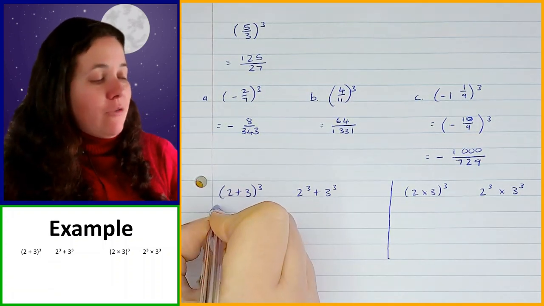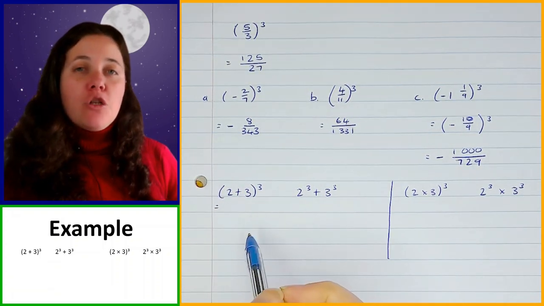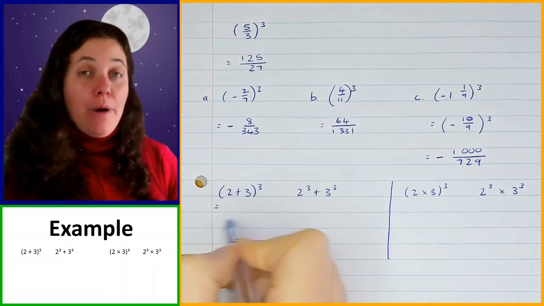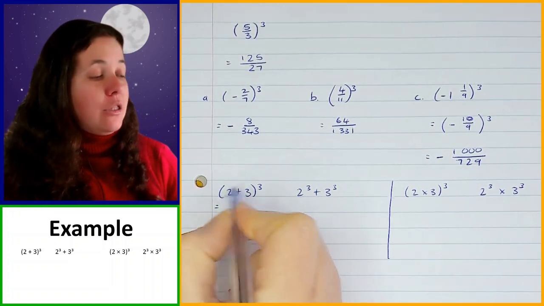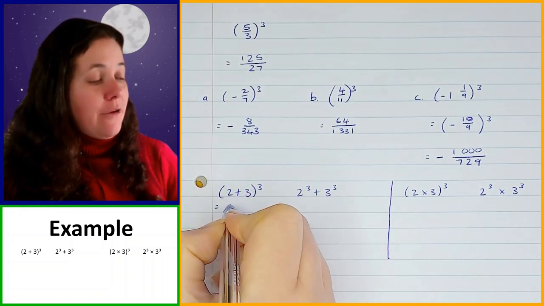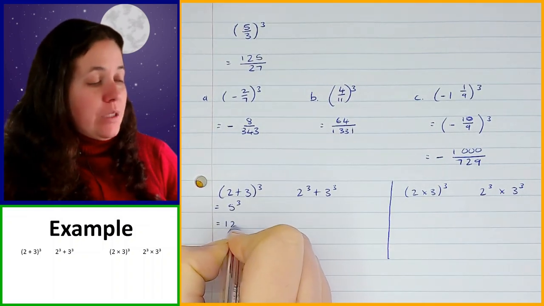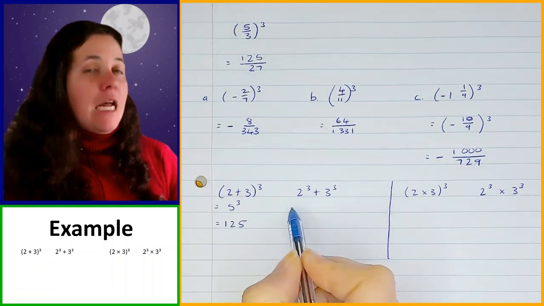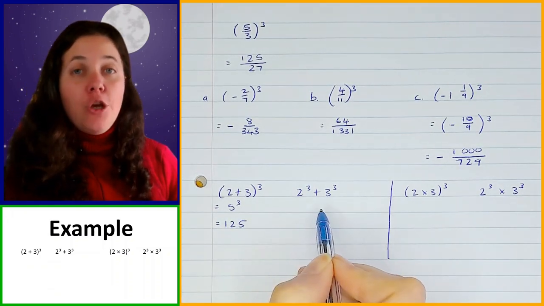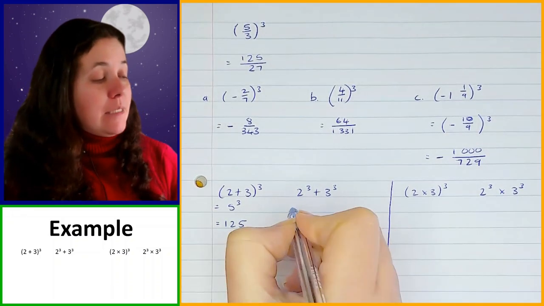Okay, so first of all, let's have a look at our addition ones. So if I've got 2 plus 3 in brackets and I cube it, and if I add that 2 plus 3 together and I get 5 cubed, then when I cube it, I will end up with 125. Okay. But now if I take the 2 and the 3 and I cube them separately and then I add them, let's see what we get.